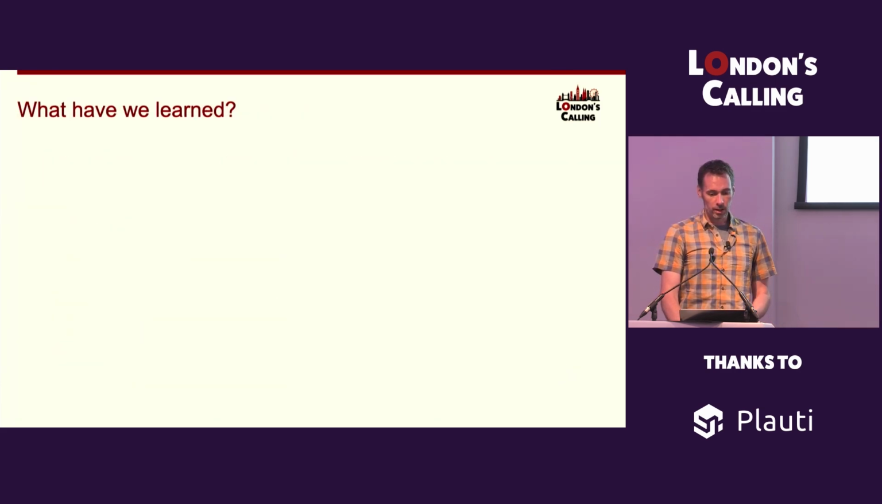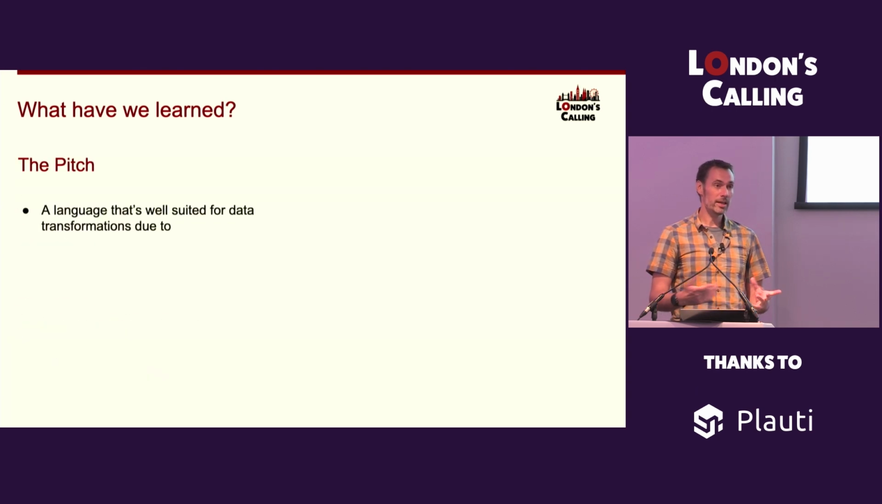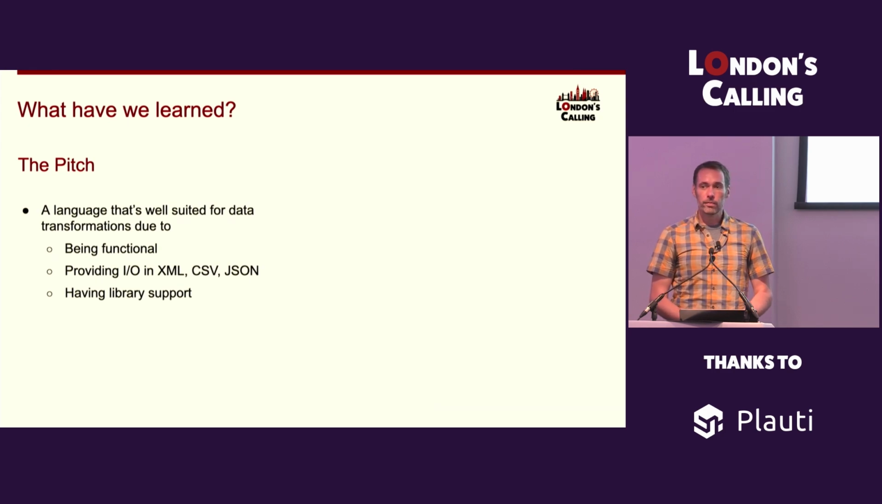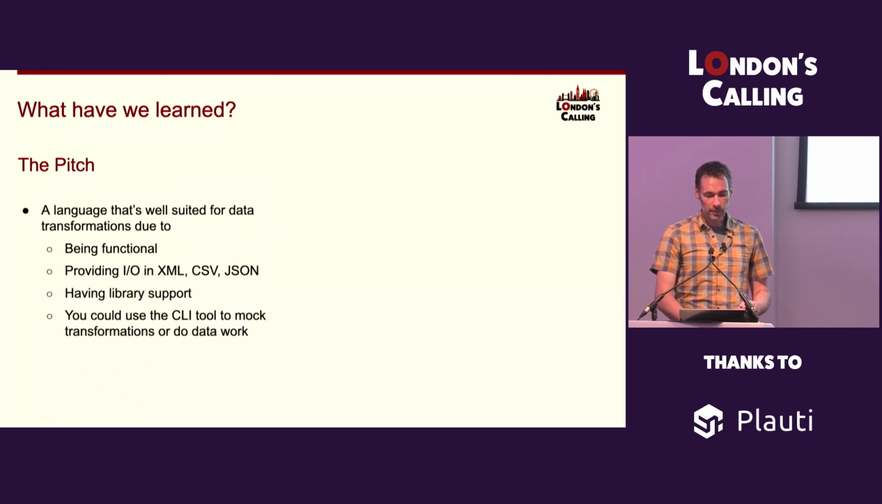So what have we learned overall? The pitch for DataWeave is that it is a language that's well suited to doing these data transformations. The reasons for that are it is functional, and that is a good way of approaching data transformation. It does have that strong ability to do input and output in different file formats. The library functions are really useful and worth delving through. And because it has the CLI tool, we can string together systems, and a DataWeave script that we've written to be used in Apex is something that we could call from the CLI. So when we're messing around with data, that's a useful thing to do.